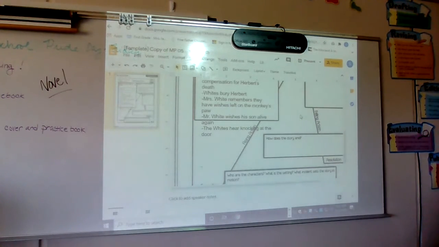If you're finished writing, put it away for now. Your homework is to complete this plot diagram.